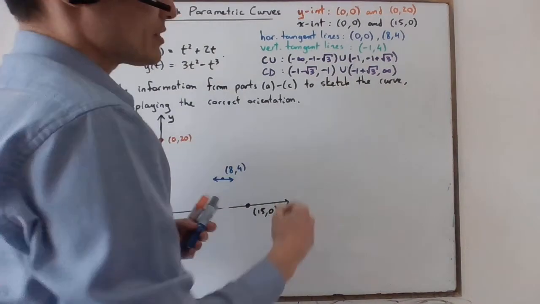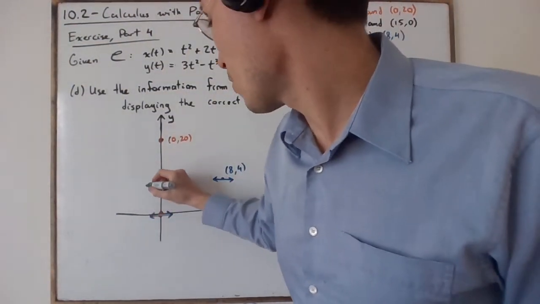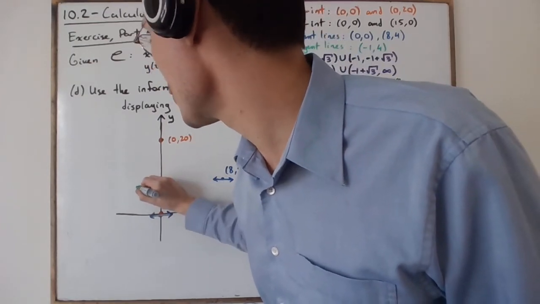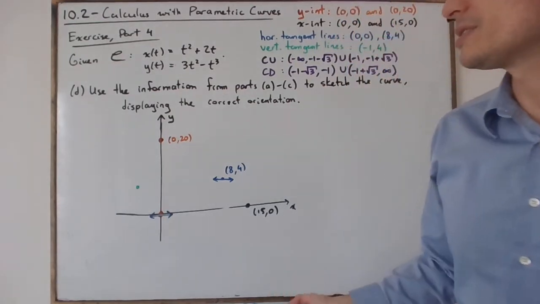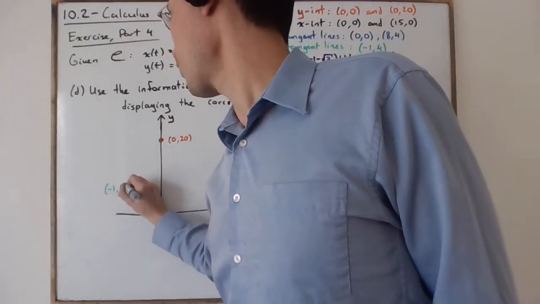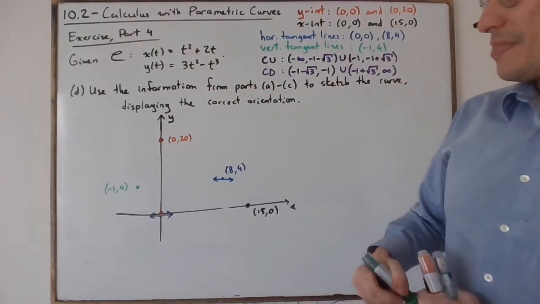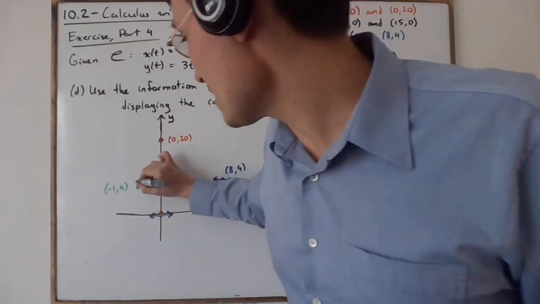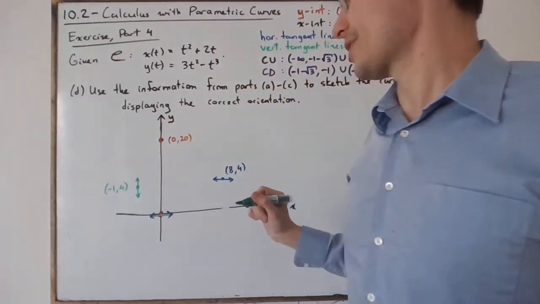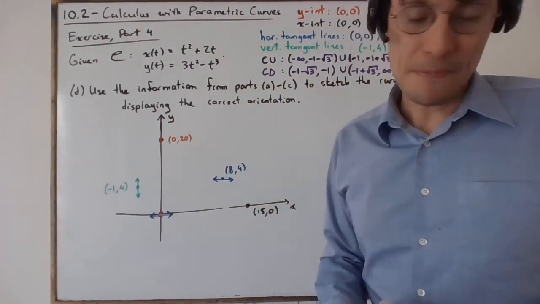We have a vertical tangent line at the point -1, 4. So over here maybe. It's not up to scale and it shouldn't be. So let's put it over here and label it: -1, 4. Then again, just as a guideline, let's sketch a vertical double arrow like this, showing that the curve should have a vertical tangent line right here.